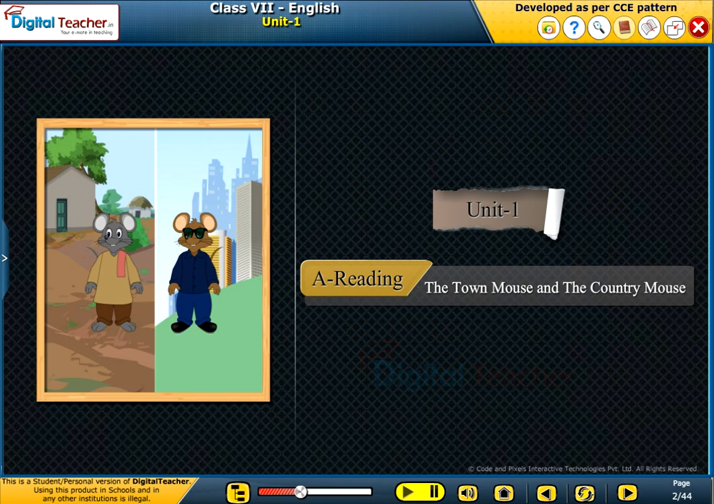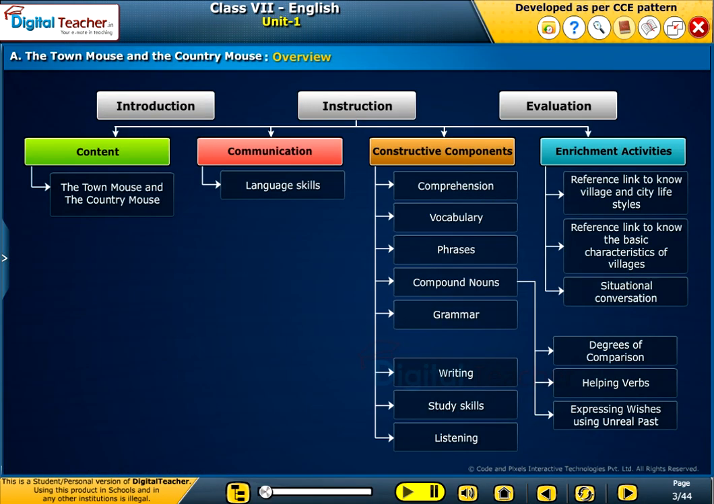Welcome to the reading section, the Town Mouse and the Country Mouse. Overview. Let us have a look at the overview. The overview slide consists of three sections, namely introduction, instruction, and evaluation. The introduction section is meant to motivate the student to learn the lesson.